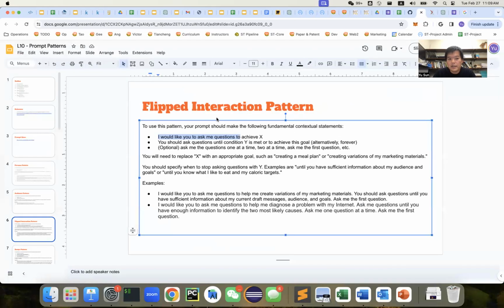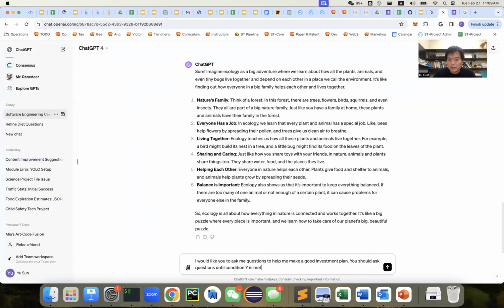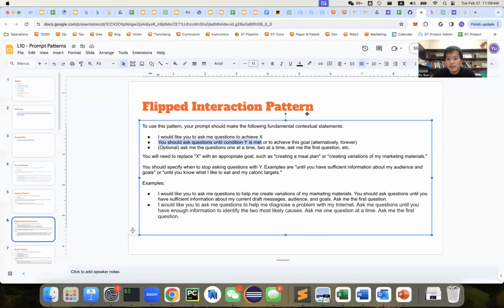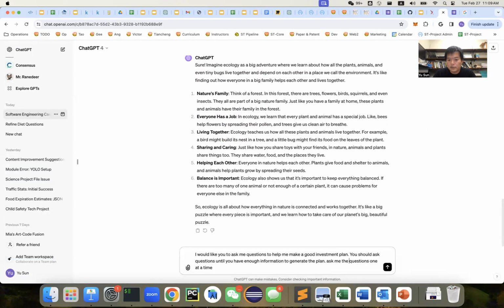Going back to the pattern, you should ask questions until you have enough information to generate the plan. But I don't know what you need to ask. I'm not an expert on finance. And ask me the questions one at a time. Ask the first question, please. All right, let's see what happens.